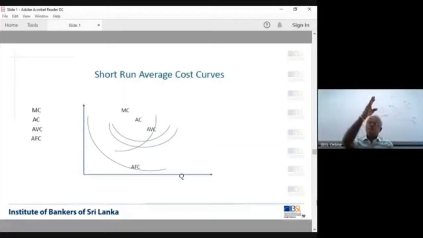Generally, the AFC curve is continuously falling. The AVC curve is U-shaped. The AC curve is generally U-shaped. The MC curve we have already shown is U-shaped.